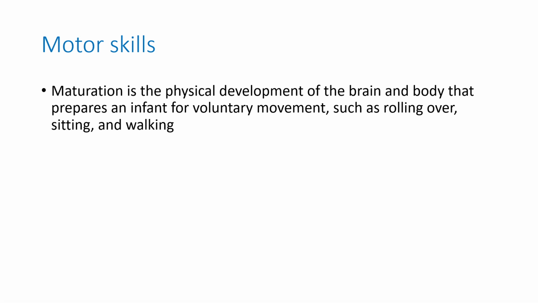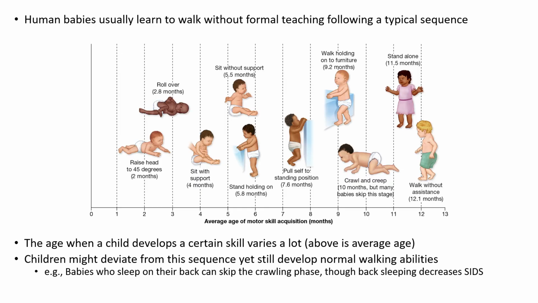One of the things that are often studied in infants is looking at the development of motor skills. So, maturation is the physical development of the brain and body that prepares an infant for voluntary movements. These are things like rolling over or sitting or walking. And so here's an example, kind of looking at the changes that a human baby would show as they progress from being able to raise their head or roll over, all the way to walking.